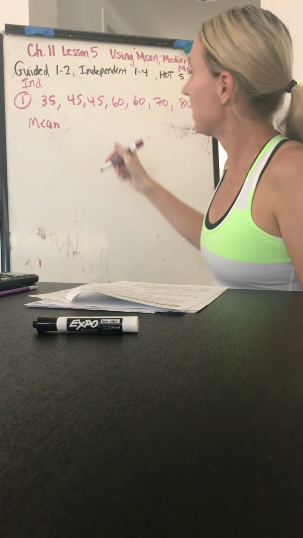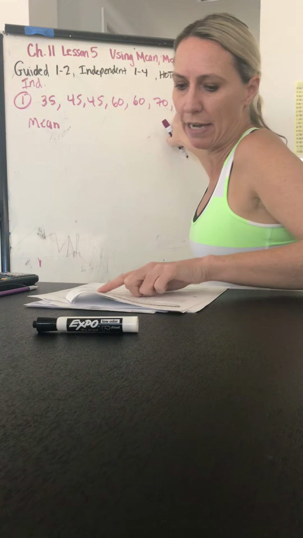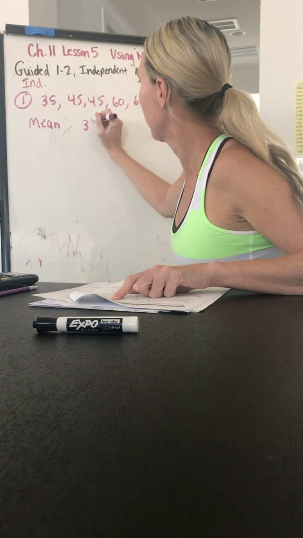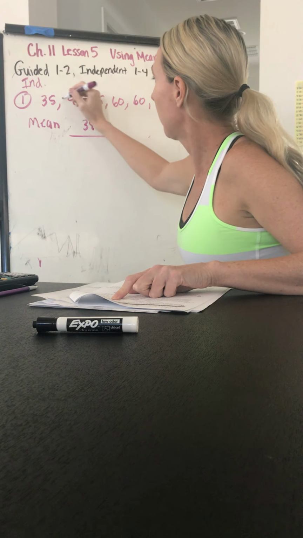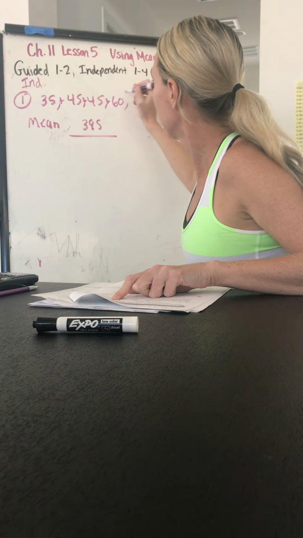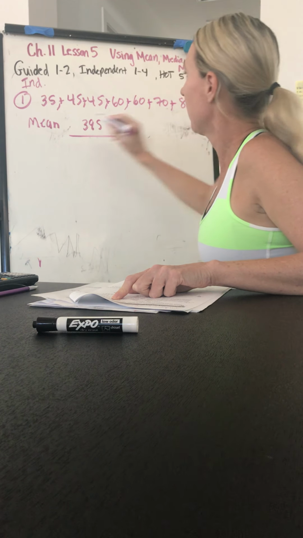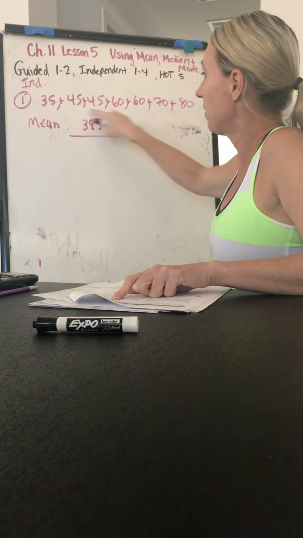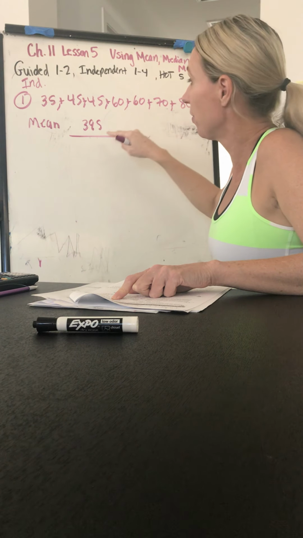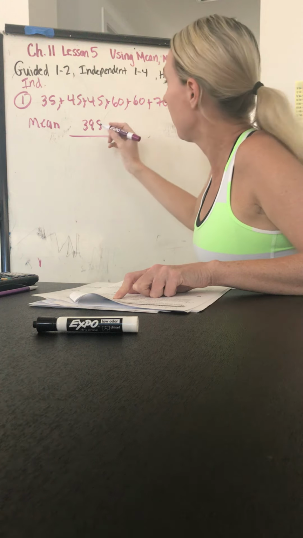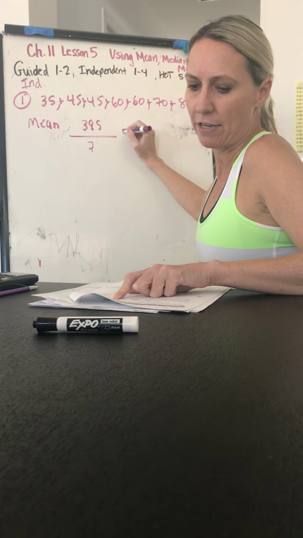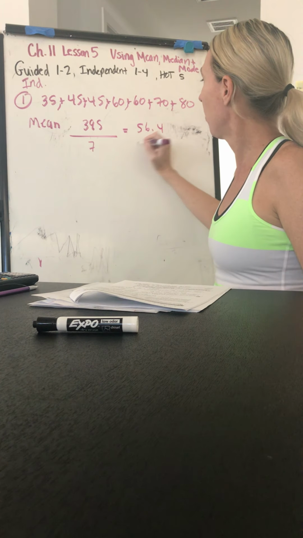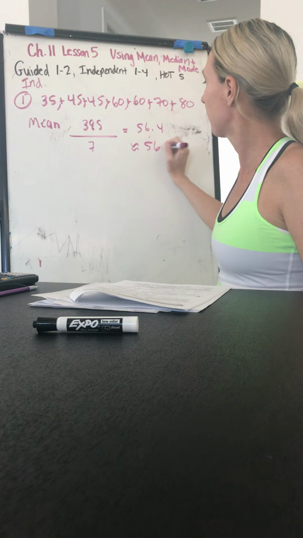And then what we're going to do is add all these up. When we add those up, we get 395. Remember, in your calculator, if you have a graphing calculator, you can put parentheses around this and do it all in one step. Otherwise, you need to put this addition problem in and hit enter first. You get 395 and then divide it by 7 and you get 56.4, or about 56.